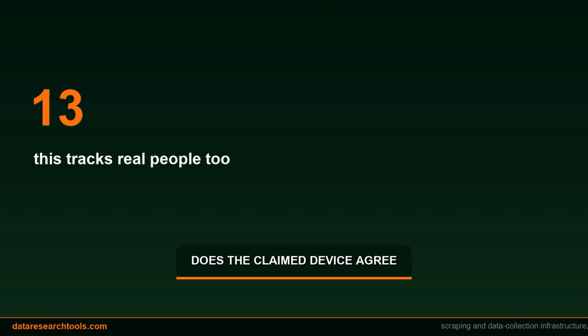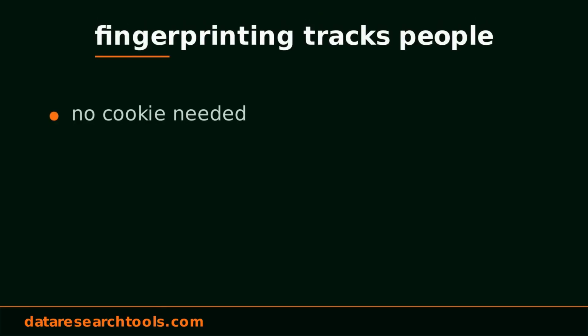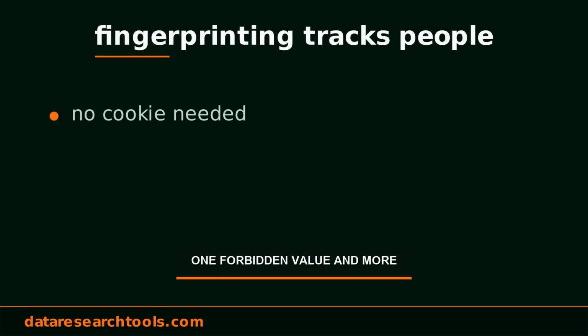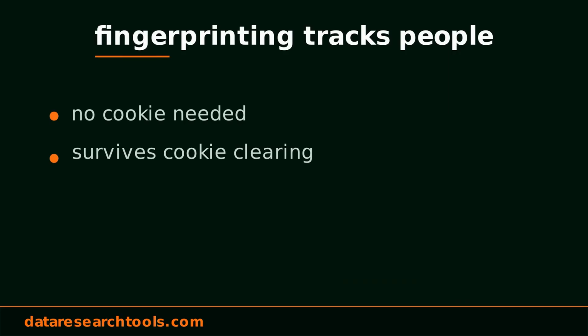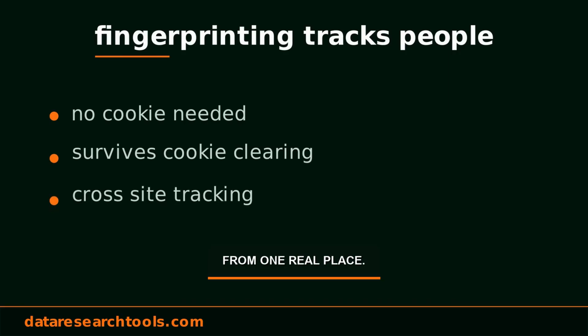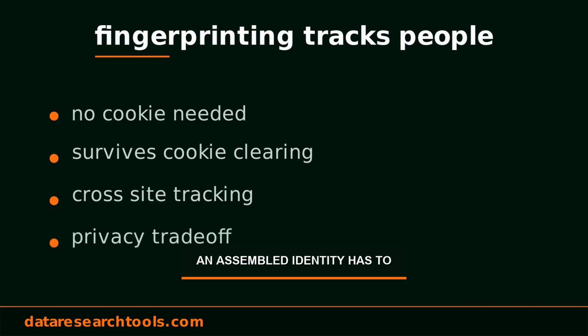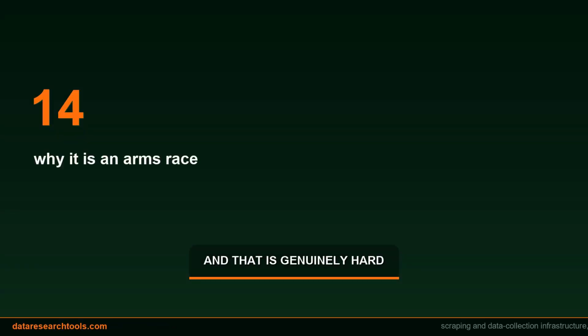Does the claimed device agree with the reported hardware? Detection is less about catching one forbidden value and more about catching two signals that disagree. A real device is naturally consistent because all its signals come from one real place. An assembled identity has to keep every one of those signals in agreement, and that is genuinely hard to do.